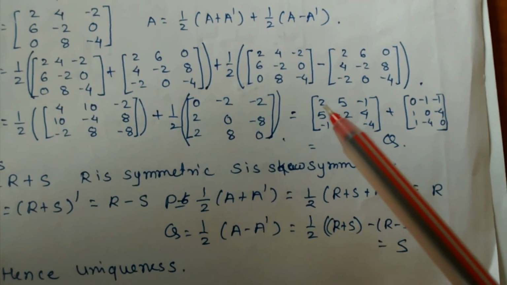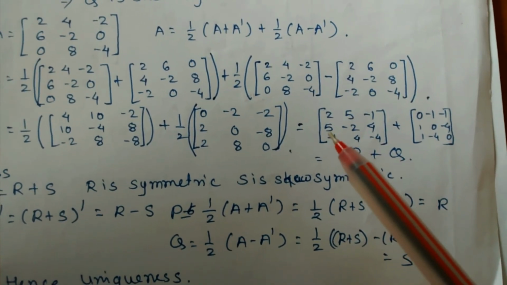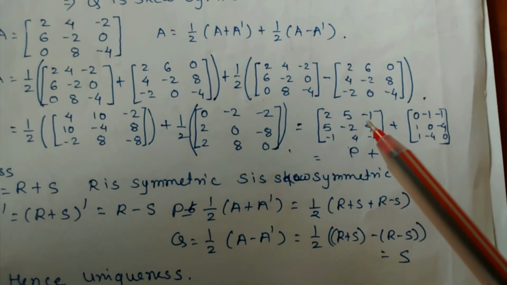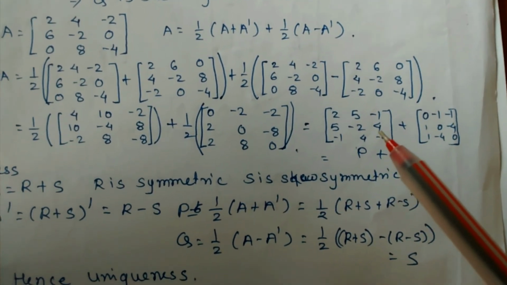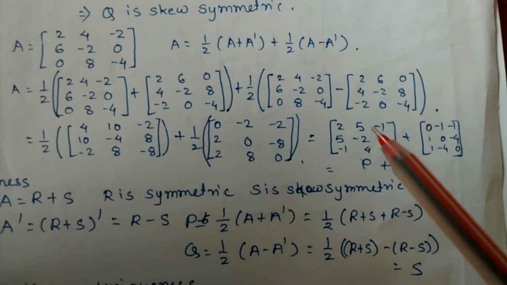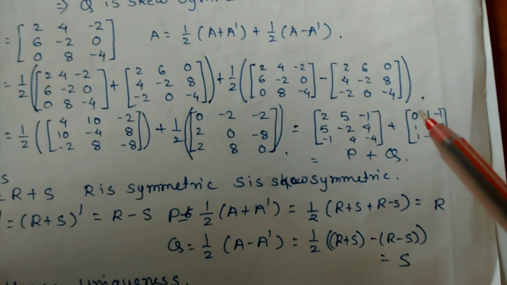You can look at here. This is your diagonal: 2, minus 2, minus 4. Now the corresponding non-diagonal entry is 5. Here minus 1, here also we get minus 1. Here is 4, here is also 4. That is, P equals P transpose, and here we get Q equals minus Q transpose.